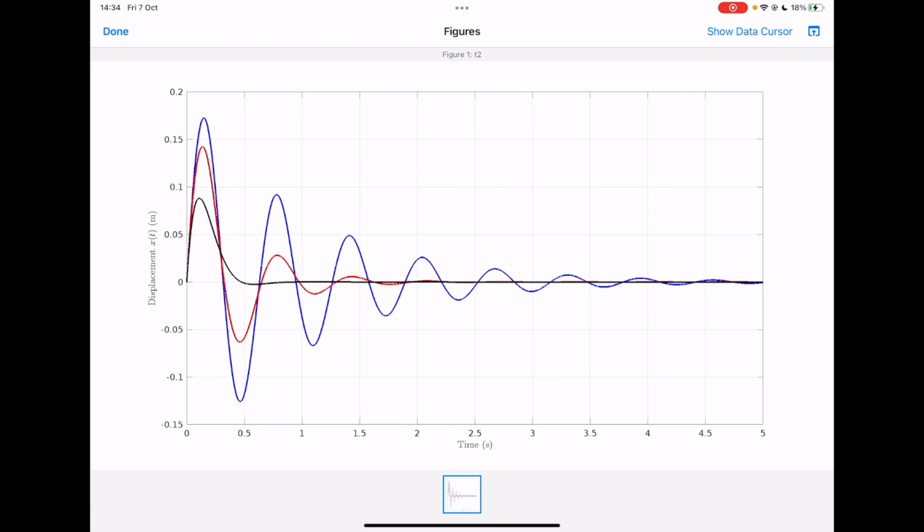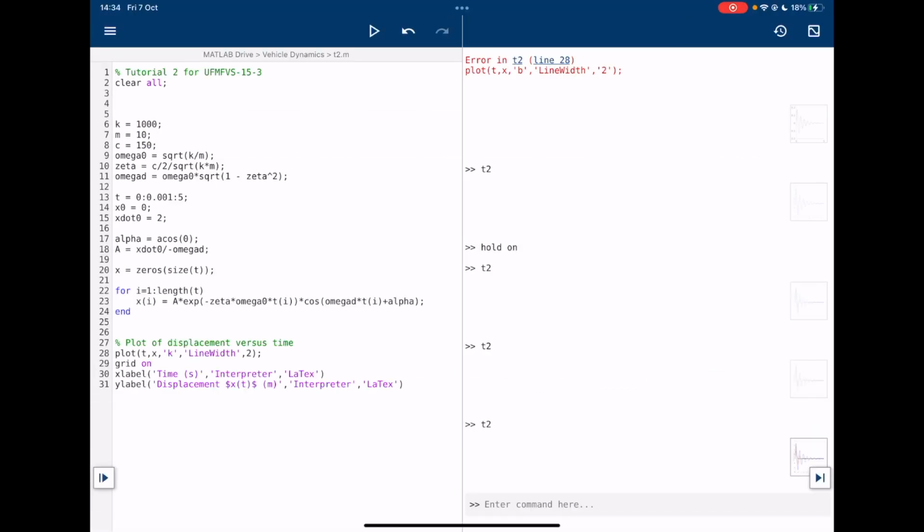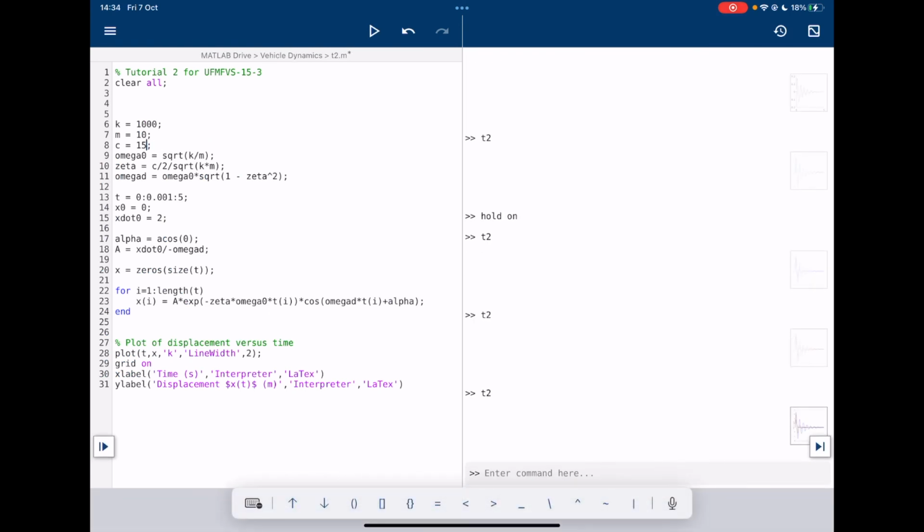But like I said, we don't want critical damping. I'm not sure whether the equation works with critical damping. Let's have a look at it. It might not work if I set this to be 200.